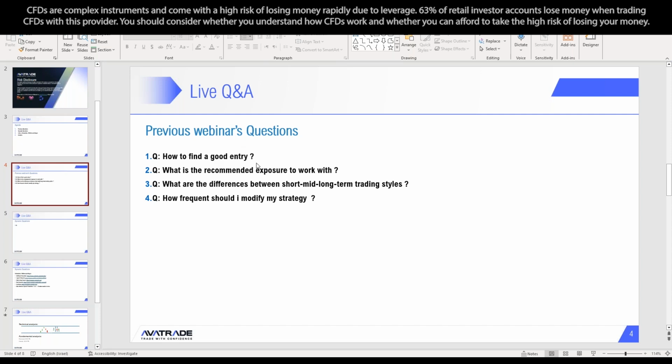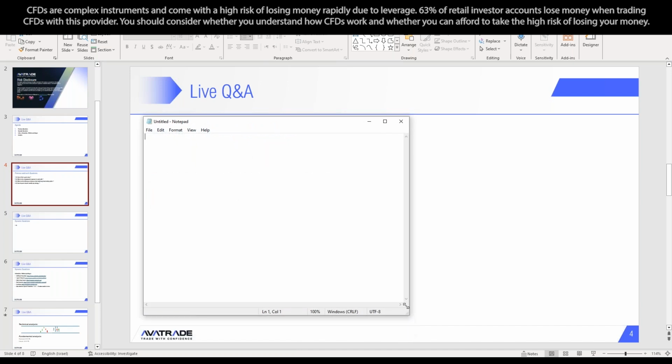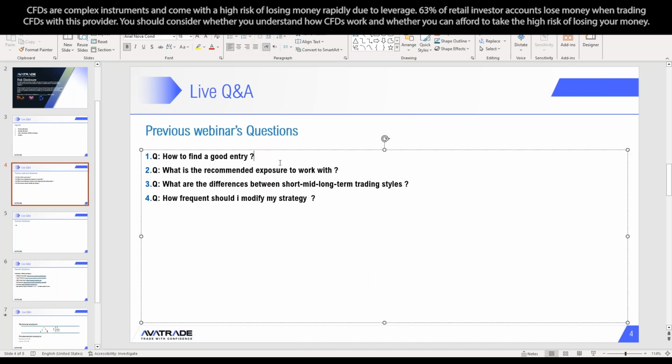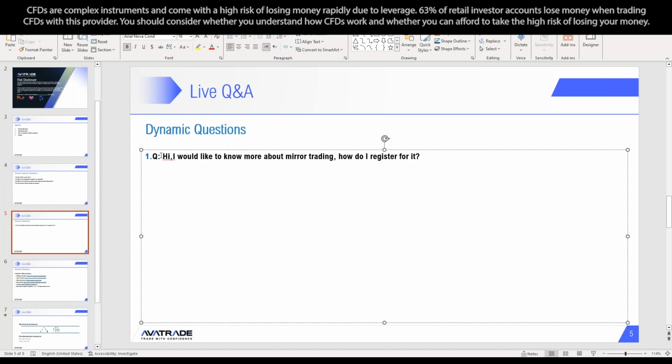Anyway, let's begin. We're going to begin with the previous questions. Let's go one by one and understand the order in which we are going to answer them. The first question is how to find a good entry. That's excellent. There is another question here from Zizifo: Hi, I would like to know more about mirror trading and how to register to it. That's an excellent question. Let's paste your question down here, sir. That will be our first question coming from the audience.